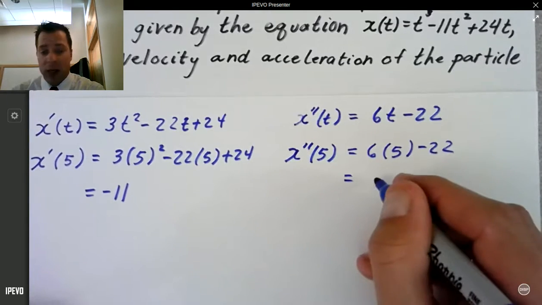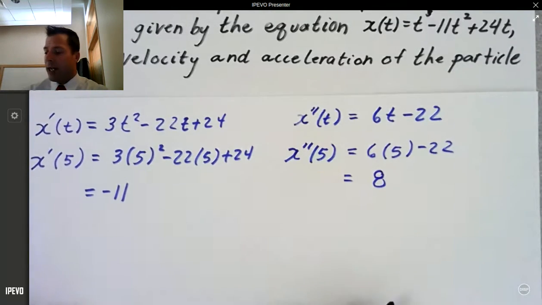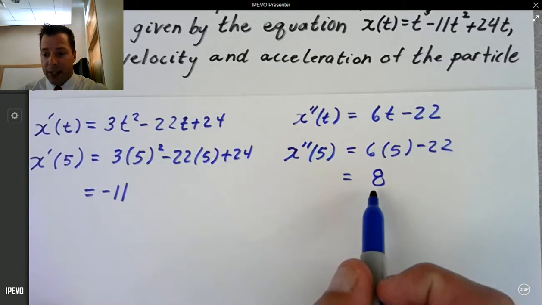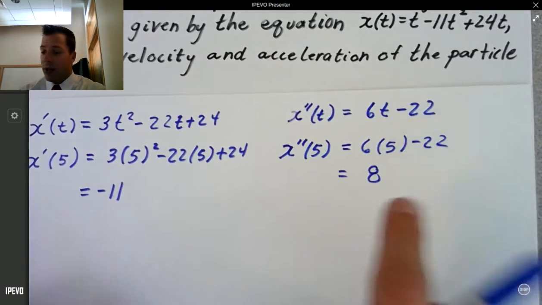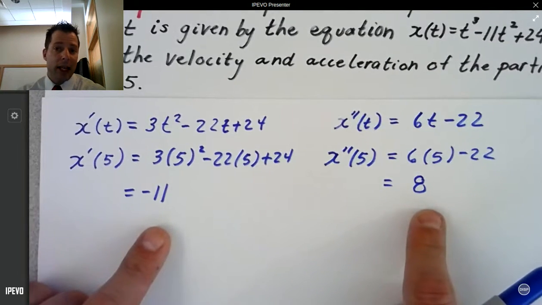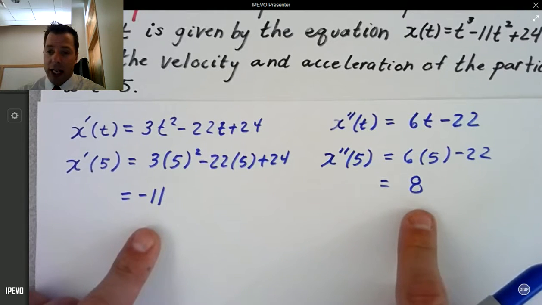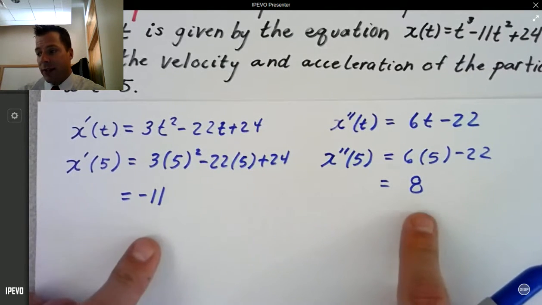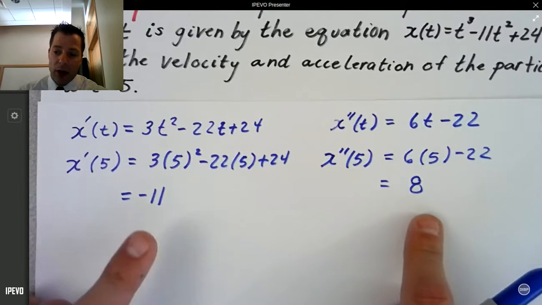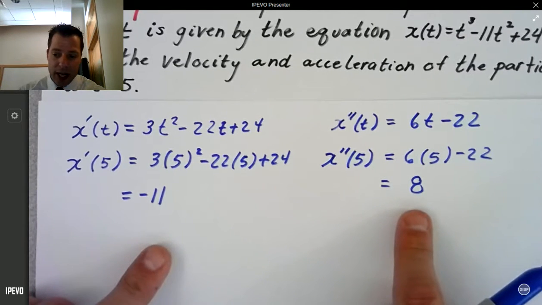I get 30 minus 22, which is 8. So after 5 seconds, acceleration is 8. Notice how my velocity and my acceleration have different signs. So after 5 seconds, we would say that the particle is slowing down because these signs are opposite.